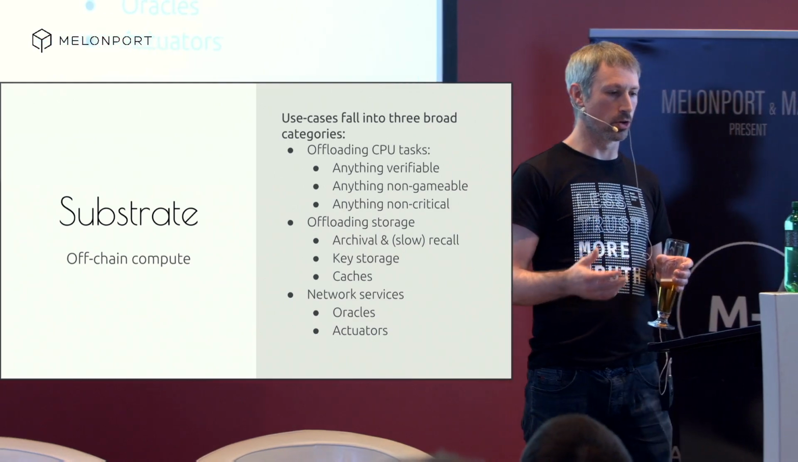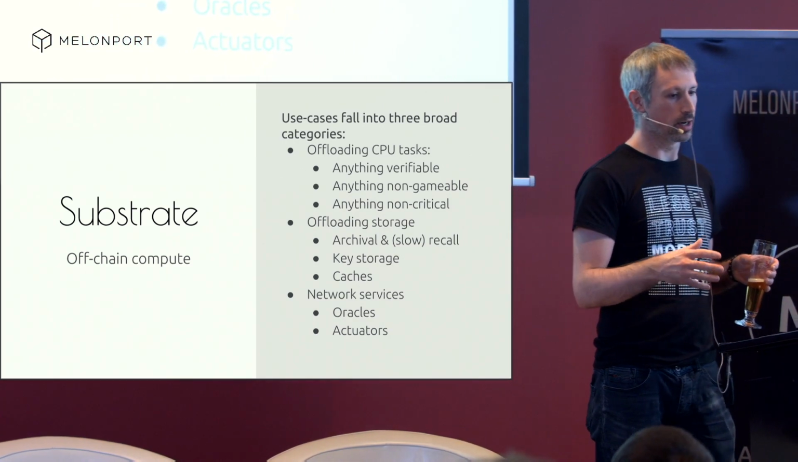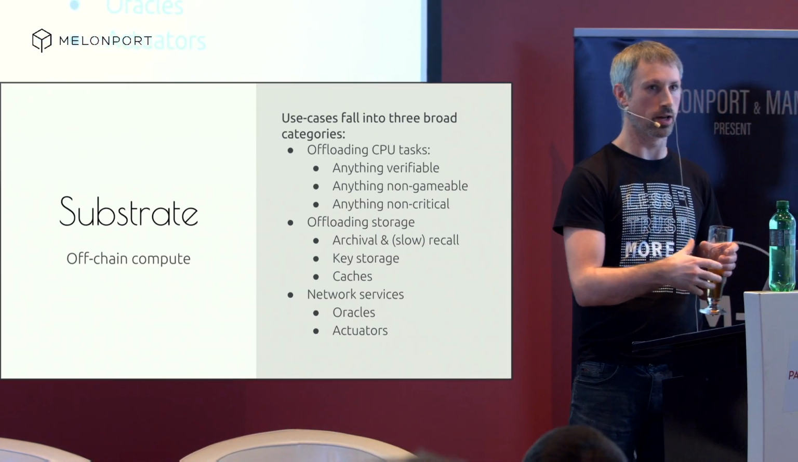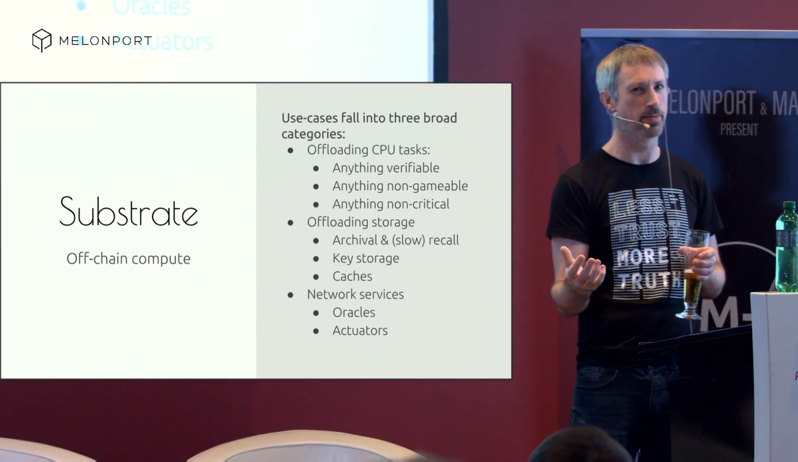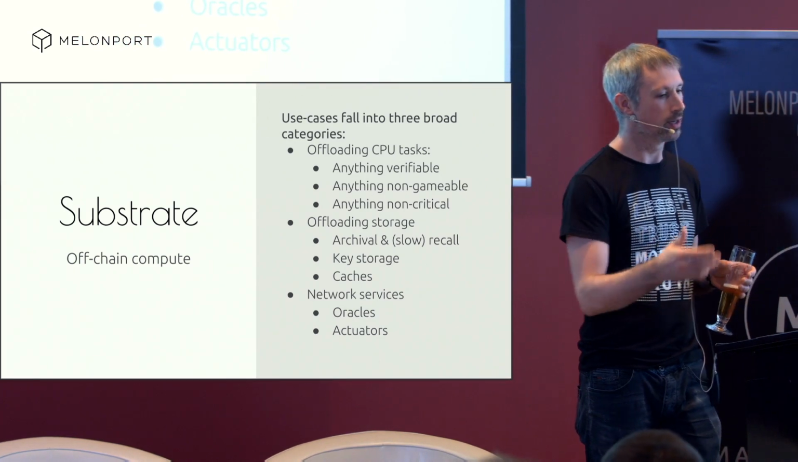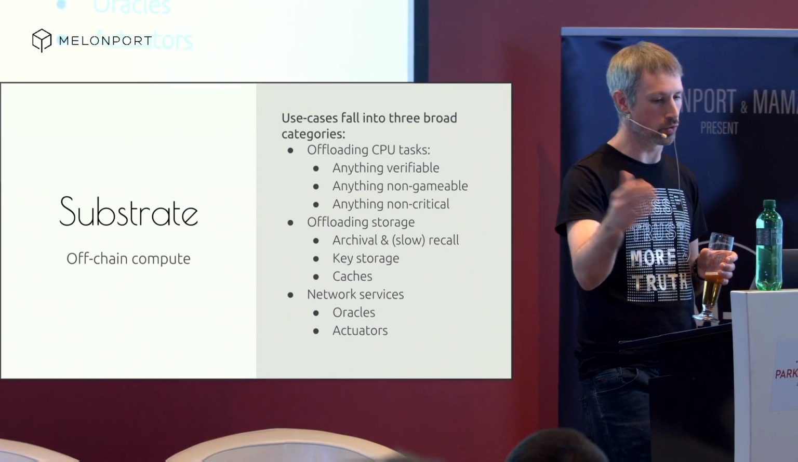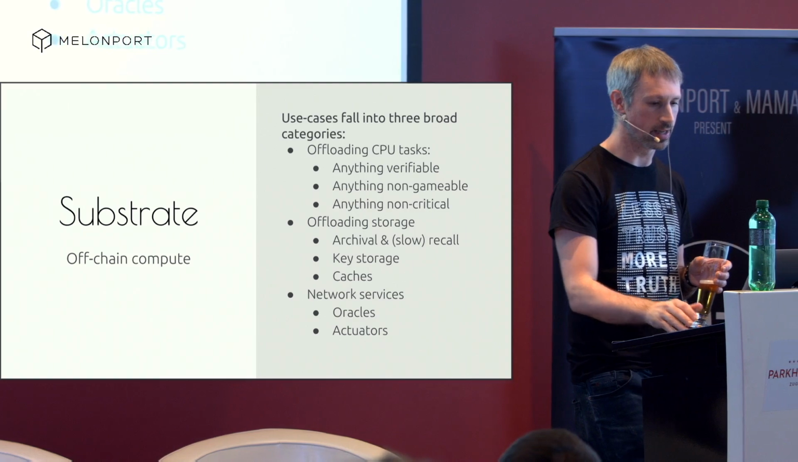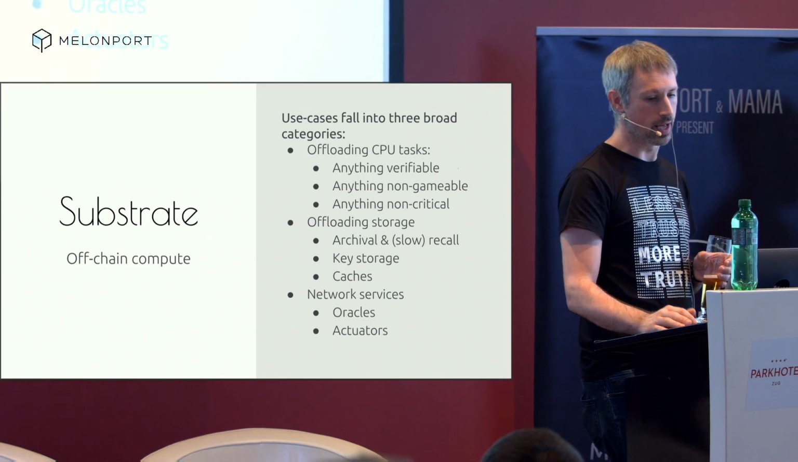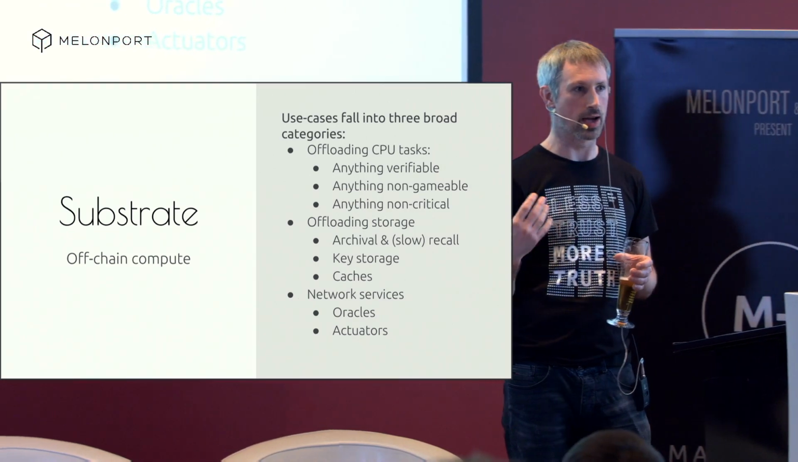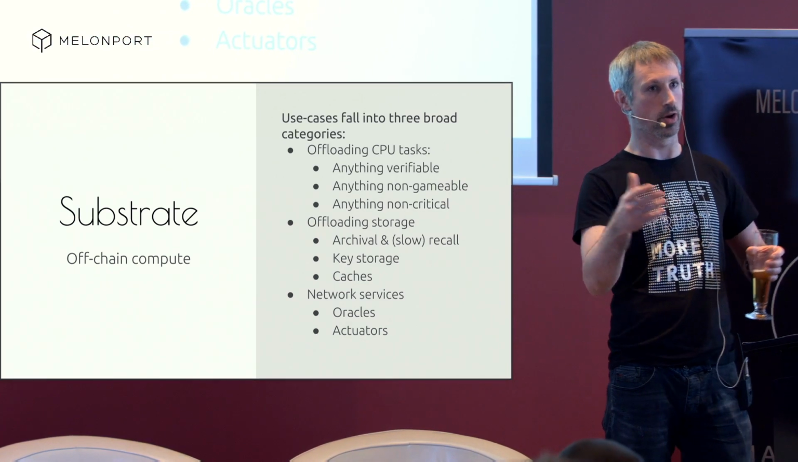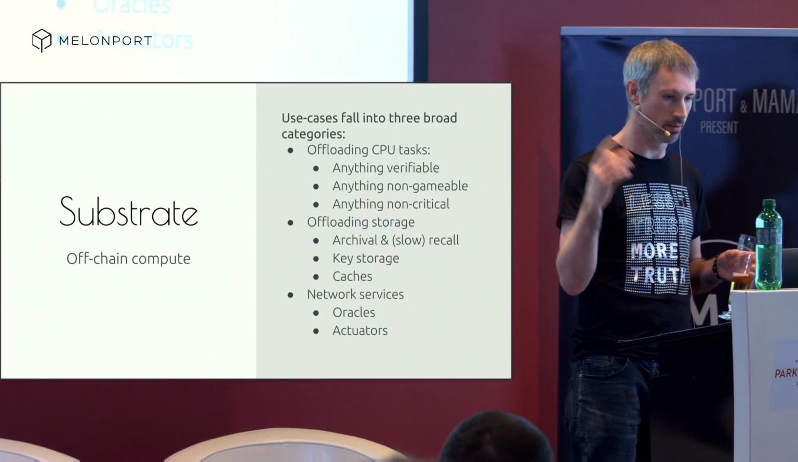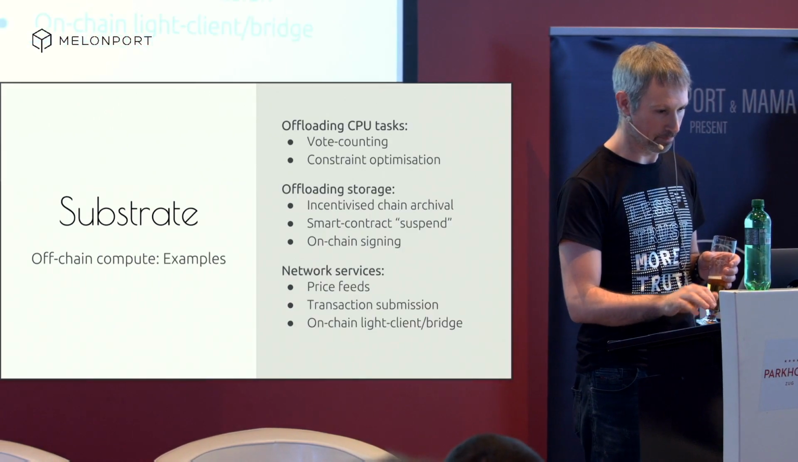If you want to offload storage, really great for archival and recall. So if you want to remember something later, you don't want to store it on the chain because it's too expensive or it's too big, then this works quite nicely. Storing keys, caching particular bits of data also works quite well. Network services, of course, oracles, but also actuators. You want to do something based upon what's happened on the chain. You want to open a lock, Slockit style actuators. This can do that.